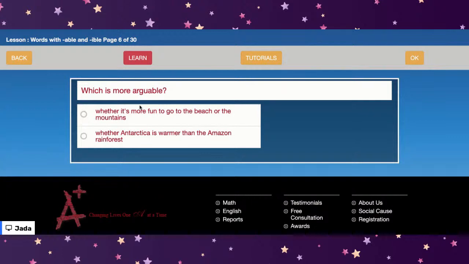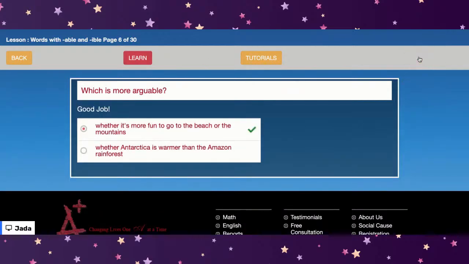Which is more arguable? Whether it's more fun to go to the beach or the mountains, or whether Antarctica is warmer than the Amazon rainforest. So which is arguable? Which one can you argue about? Is it the beach or the mountains? Okay, one. All right, let's see. Okay.